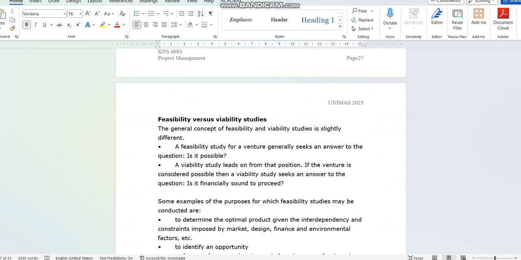regulation, culture as well, culture and heritage. Some project will have that issue as well. Some project may have issue with land. Some project may have issues with space. Some project may have issues with geographical conditions and all that. So these are all part and parcels of a feasibility study.